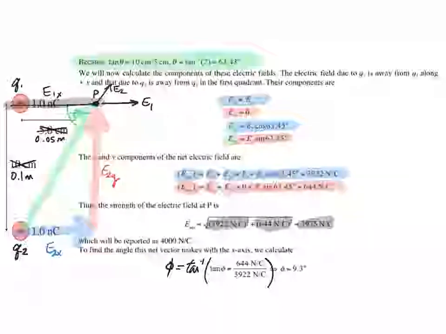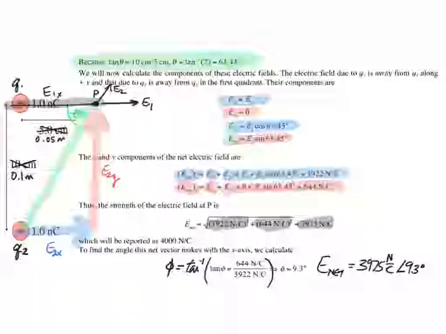So if we were to write the net electric field, one way we could write it, we could say 3975 newtons per coulomb at angle 9.3 degrees. That would be a polar way to write it. Okay. If we wanted to write it in rectangular terms, we would need to do 3975 cosine 9.3. That'll be a number, and 3975 sine 9.3, and that would be the other number. That would help us write the graphical vectors proper size.